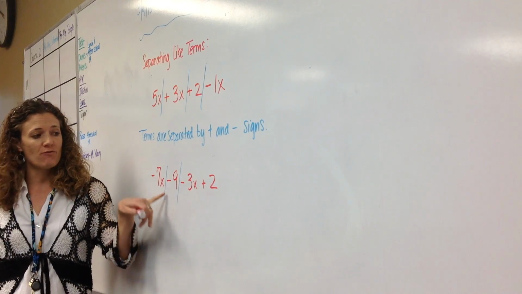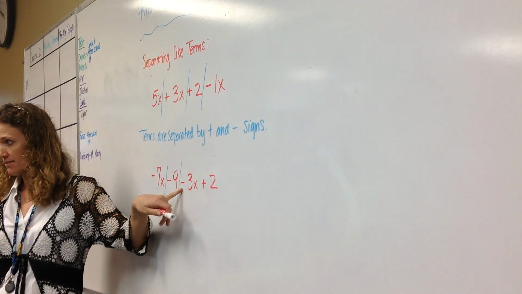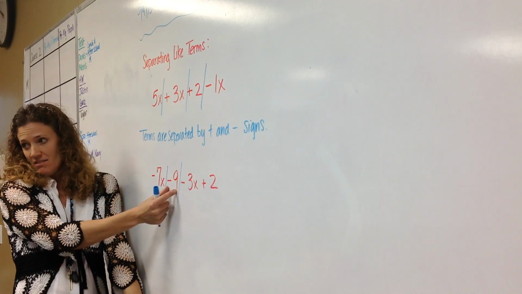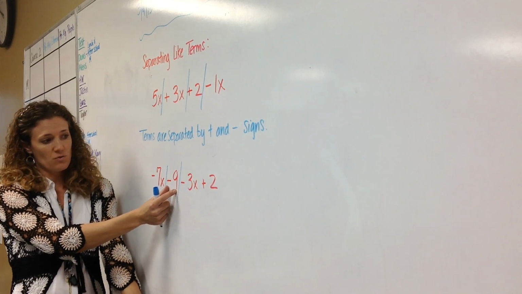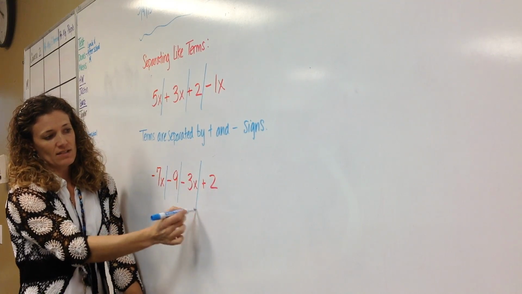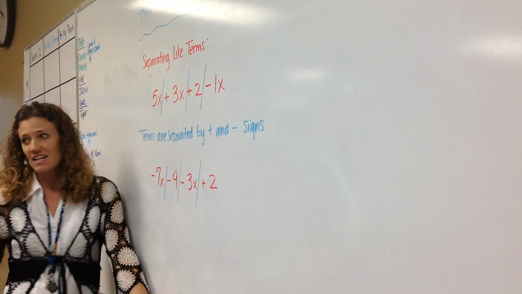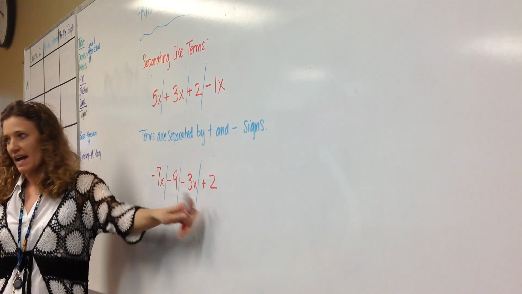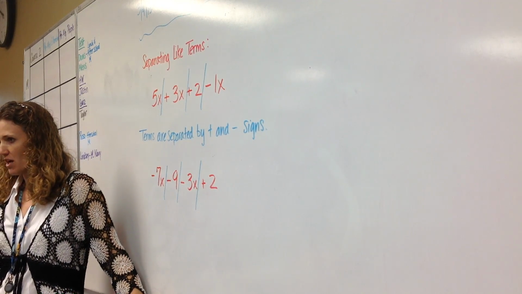Okay. These come before signs. Okay. That way you know that, hey, this means negative 9. Okay. That negative sign goes with that 9. Now it goes after that x. This is a negative 3x. Tomorrow we're going to talk about which ones of these we can add together. Okay? But we're not going to do that yet today.